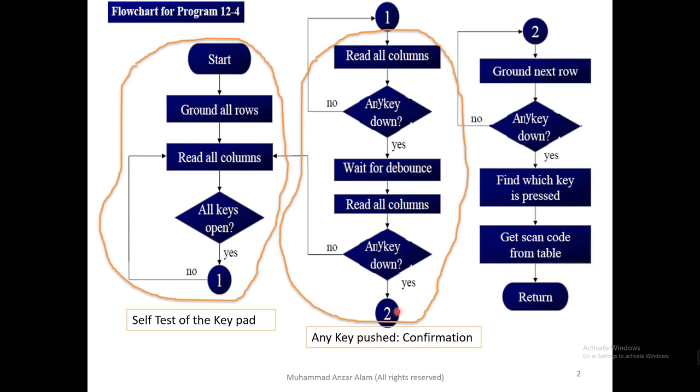So the program will move from here to here, and then, as we have seen, ground the next row step by step. First we will ground the zero row, then the one row, the second row, and the third row. And when one of the rows is set to zero, if we see that one key is pressed, then we have to find which key is pressed. We will make a code. That code will determine which key it is, and then get the scan code from the table. We will have a lookup table. From the lookup table, we can find which key is pressed, and then we will return to the main program.